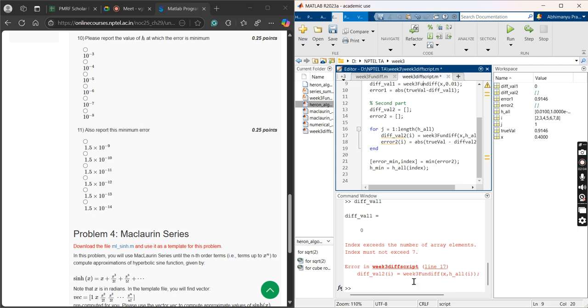Sorry, this should run. Diffval I, length h all. So h all is 1 cross 7, and diffval2 is an empty array. Why is this giving me an error?